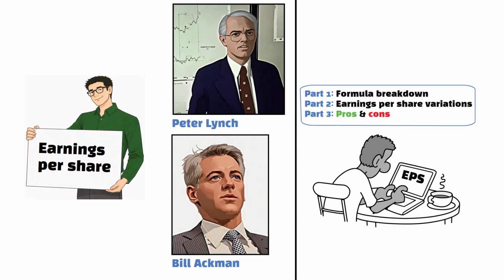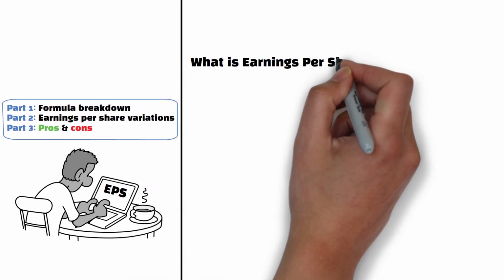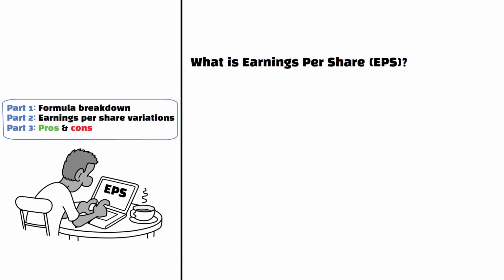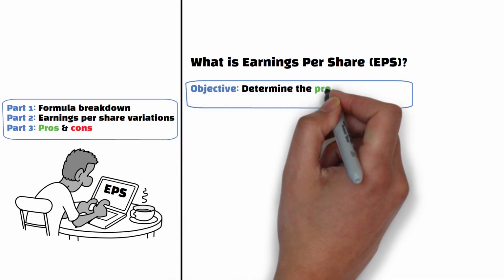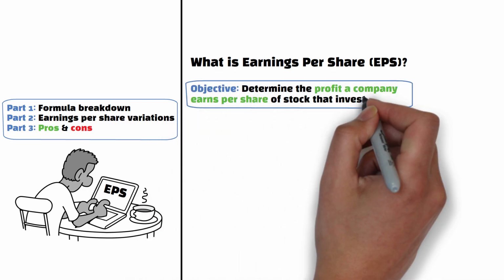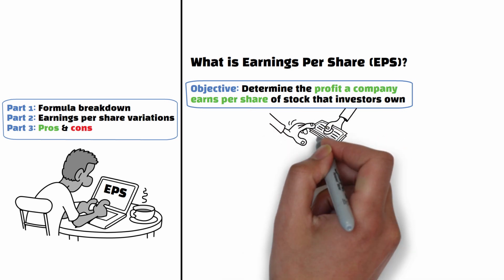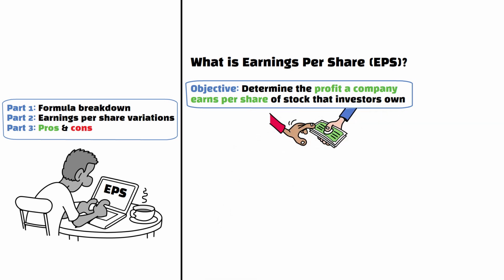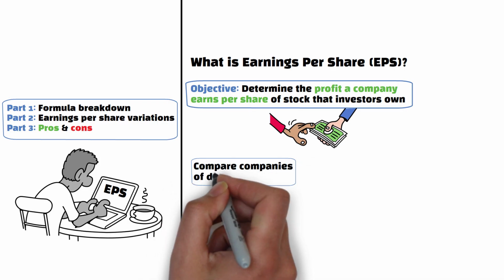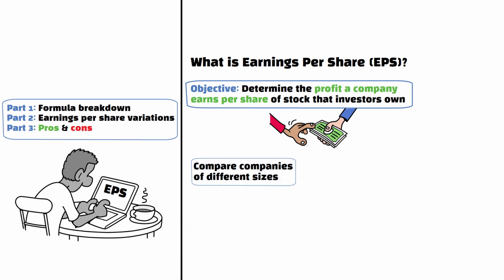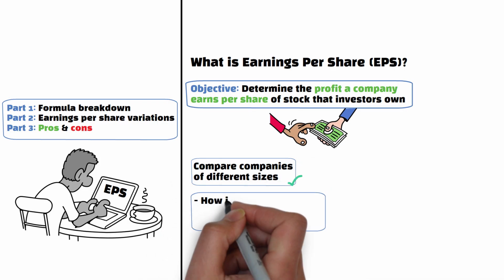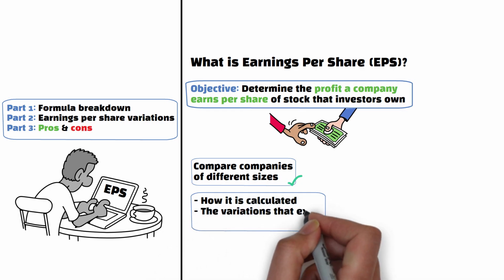You may have seen it appearing in earnings headlines, valuation ratios, analyst reports, and market commentary almost daily. Its main objective is to determine the profit a company earns per share of stock that investors own. Working out per share earnings allows investors to compare companies of different sizes on a more level playing field. However, while it is simple in concept, it becomes truly useful only when investors understand how it is calculated, the variations that exist, and its limitations.